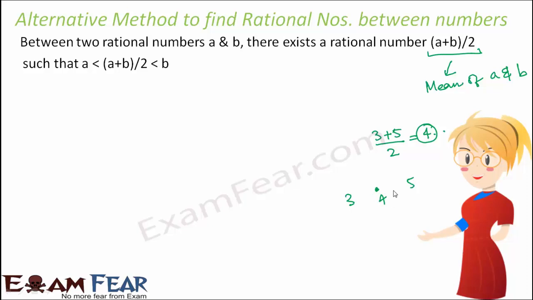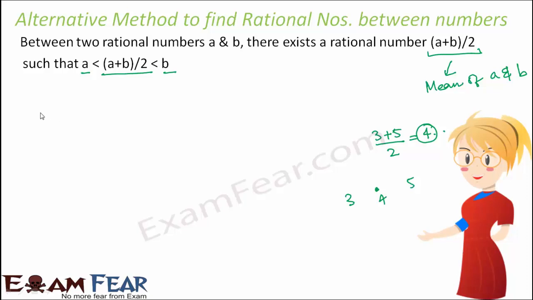So for any two rational numbers also, if we calculate their mean, that is a number which lies exactly midway between those two rational numbers. So here as you can see, a is less than (a plus b) by 2, which is less than b. So by calculating the mean also, we can find out rational numbers between two rational numbers. Now let's see how we are doing that.